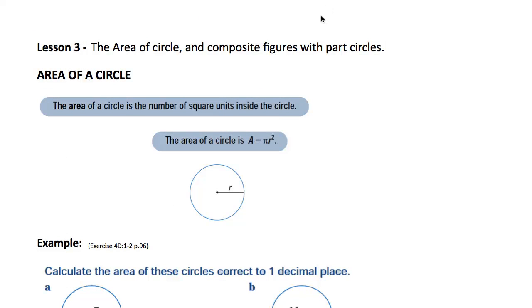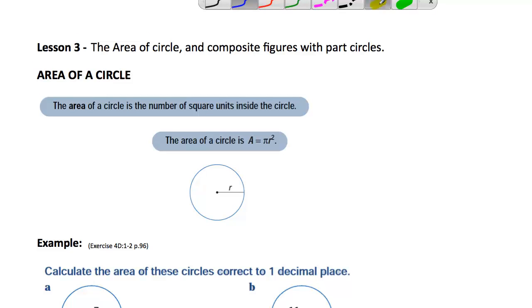In this lesson, we're going to learn about the area of a circle and how it is calculated. We're also going to look, in the second part of the lesson on the next video clip, at how sometimes parts of a circle are joined with other shapes to form what we call composite figures. And we'll also look at how to work out the areas of those shapes.